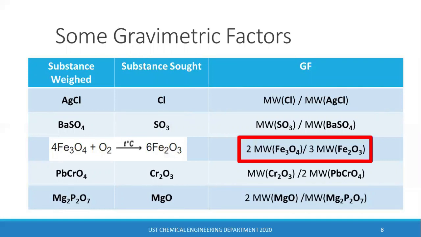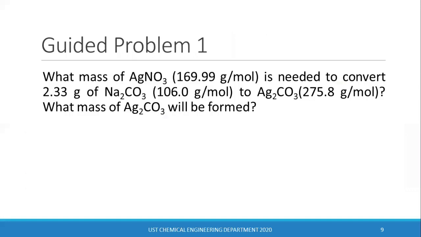I think we already had enough warm-up. Let's try to do some real stuff. For guided problem number 1, we are asked how much silver nitrate, AgNO3, is needed to convert 2.33 grams of sodium carbonate, Na2CO3, to form silver carbonate, Ag2CO3. We are also asked to get the mass of the silver carbonate that will be formed.